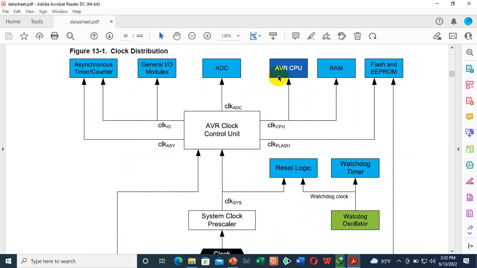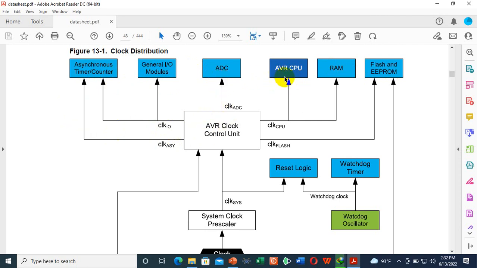This 1 megahertz frequency comes to the AVR clock control unit, and this unit supplies that frequency to different functional blocks of the microcontroller. This is the asynchronous timer counter. It's the clock. All run at the same frequency. This is a general I/O module. Clock is supplied over there. Analog to digital converter. Clock is supplied over there.